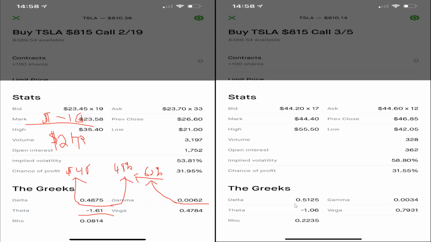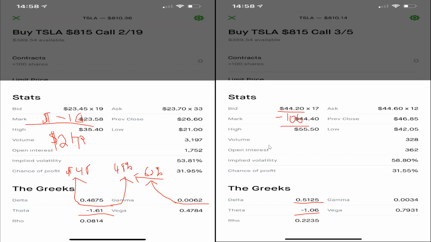So on this one, just to recap, delta is $51 up or down every time the stock moves $1, with a 51% chance. Theta on this one, since we have that extra two weeks, is only $1.06. So that means every day that passes, we lose $106 off this options contract.